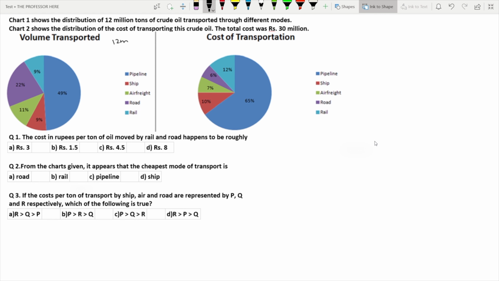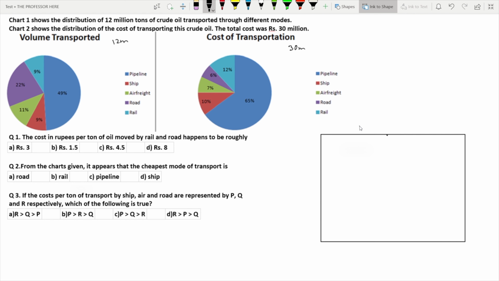The second chart is cost of transportation. The colors represent the same mode as the first chart. Pipeline is represented by dark blue. And the overall value of the second chart is 30 million rupees. Let's draw a table which will make this question a lot more easier. So at the side of this table, let me write down the mode of distribution. First one is a pipeline represented by P, then ship, air freight, road, and rail.